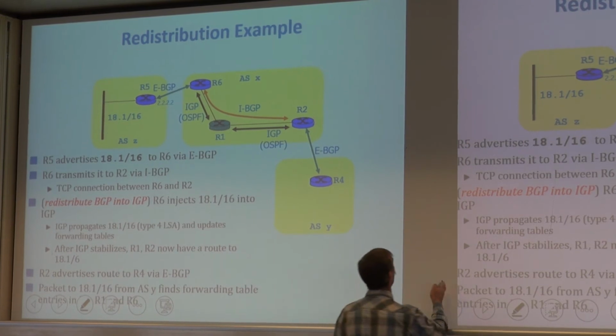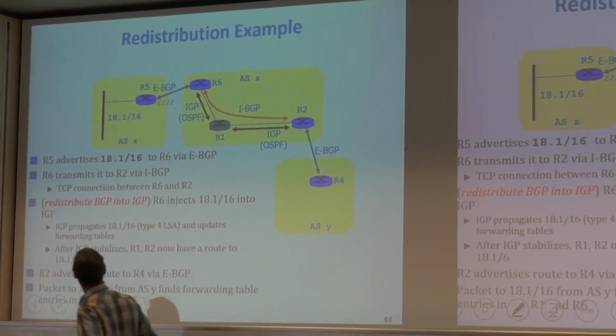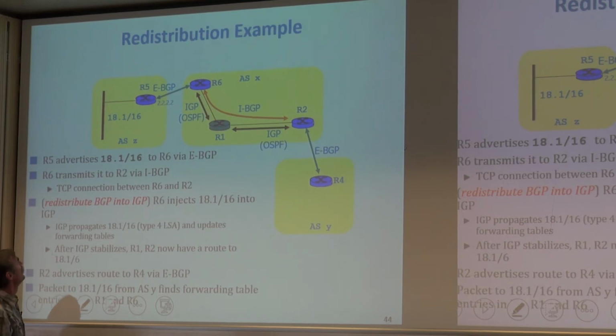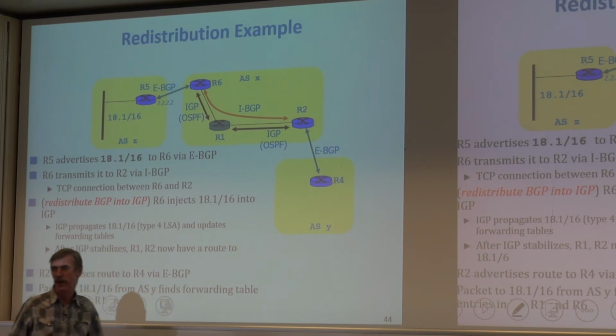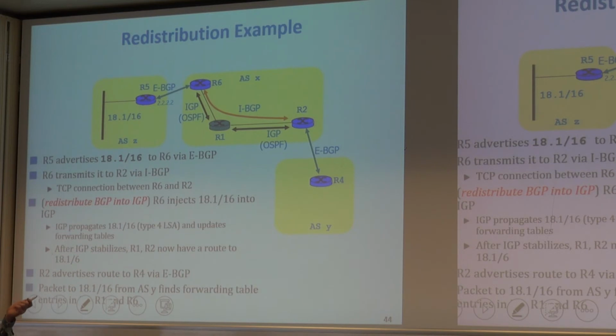On this screen we've lost the bullets, so I'll start here. Router R5, which is on the top, advertises the prefix 18.1. R6 transmits it to R2 via BGP. We call it iBGP, but remember it's the same BGP protocol with just rules about what can be repeated or not. Here R1 is a router that doesn't run BGP. It has a different color. It runs the internal routing protocol of this domain, but since it is in the middle, there is a priori no reason to run BGP.